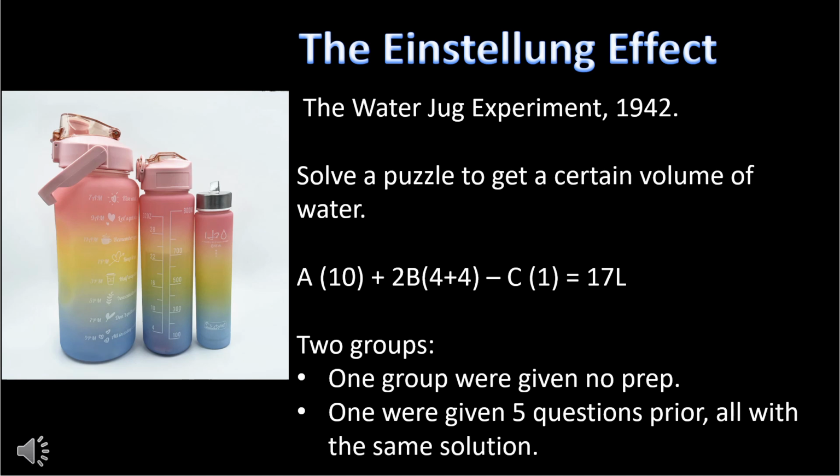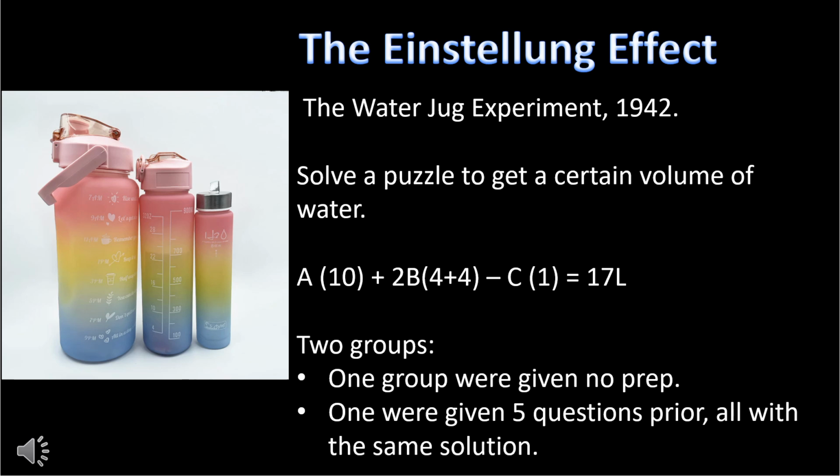So the Einstein effect, one of the best examples of this is probably the water jug experiment in 1942. In this experiment, they took two groups of people and they gave them 5 questions. They're all water jug questions where you were given 3 different volumes of water jug and you had to come up with a final volume from those 3 jugs.